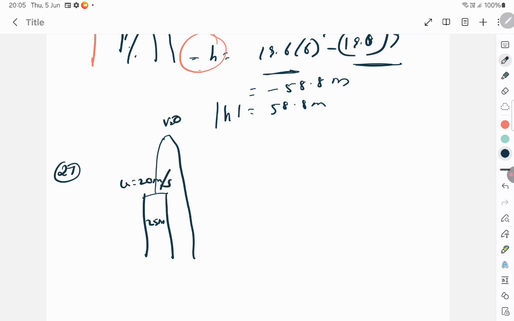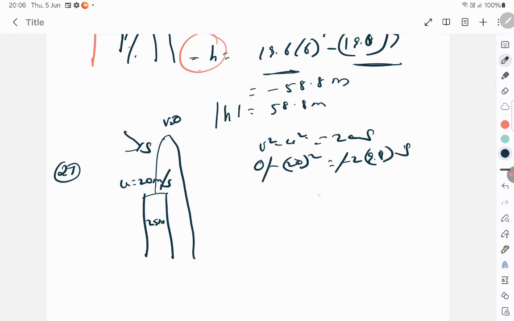The initial velocity is 20 meter per second, and you know the final velocity is 0. If they ask you time of ascent, you can calculate. But the question is, how high will the ball rise? This distance, you can use the formula v square minus u square is equal to 2as. V is 0, u is 20, so 0 minus 20 the whole square is equal to minus 2 into 9.8 into s, which will be the distance through which it can rise.